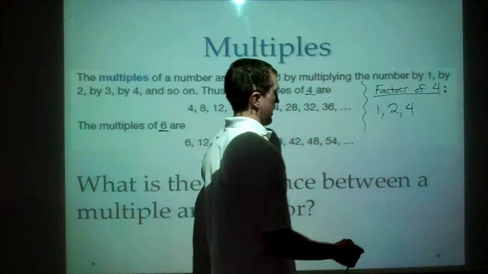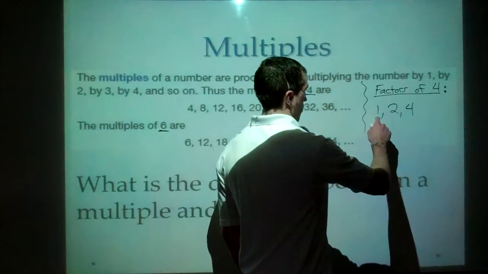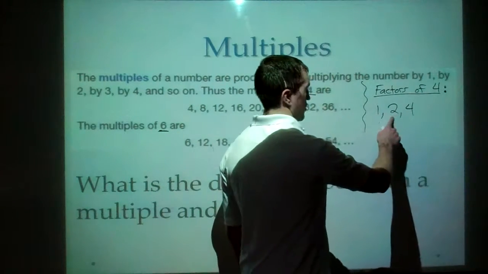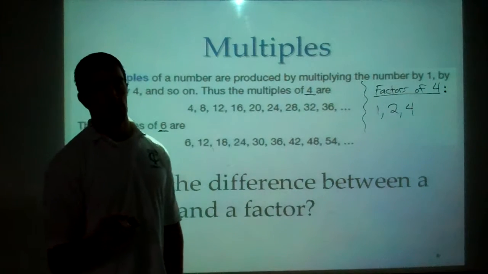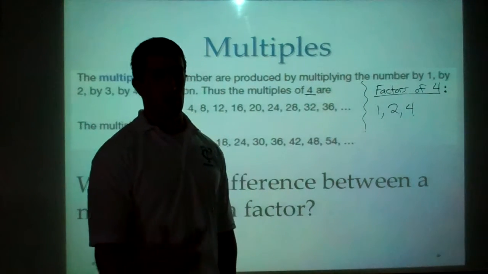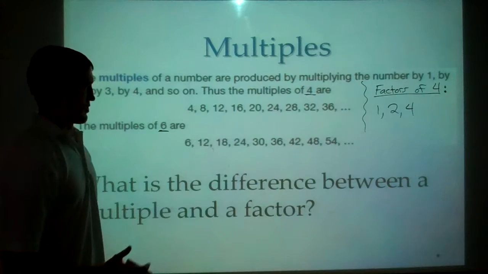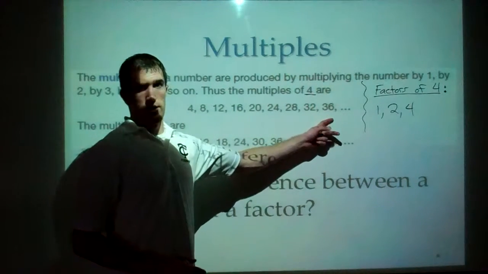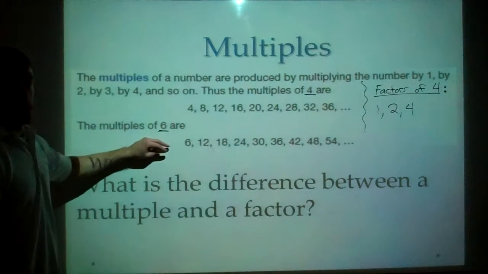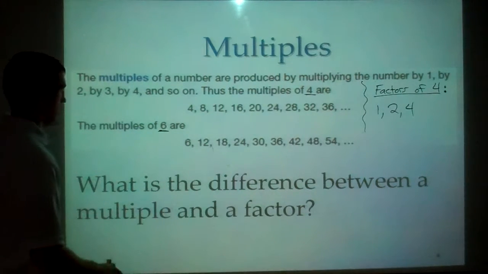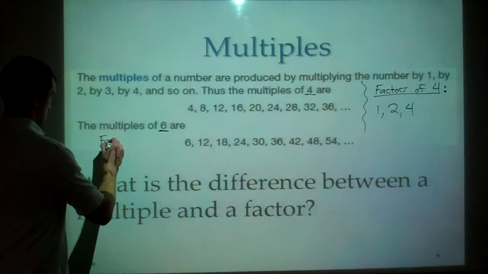And if we multiply 1 times 4, we get 4, and 2 times 2 gets us to 4. So basically all the factor pairs are things we multiply together to get 4. So those are the factors of 4. Here are the multiples of 4. A lot more multiples than there are factors. If we look at 6, what are all the things that divide 6 evenly? So factors of 6.